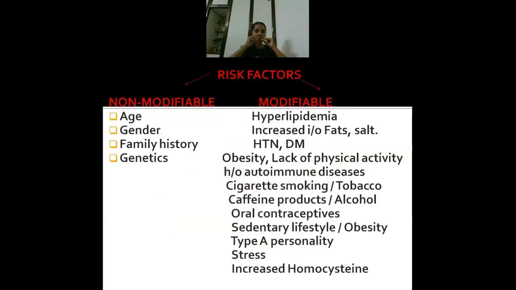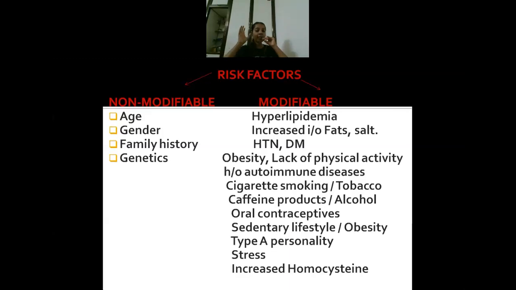Non-modifiable ones are aging, gender, family history, and genetics. I'll just tell you one sentence about each of them. As age advances, the risk of getting a heart attack increases. About gender, I already discussed. Usually men are at higher risk, and women till the reproductive age usually don't get MI. But after menopause, men and women both will be at equal risk. Those who have a family history of heart attack or MI, where your parents have suffered, or genetics, in that case you are at high risk.